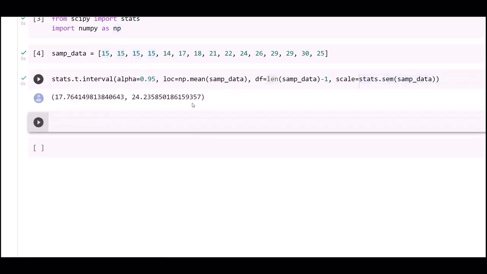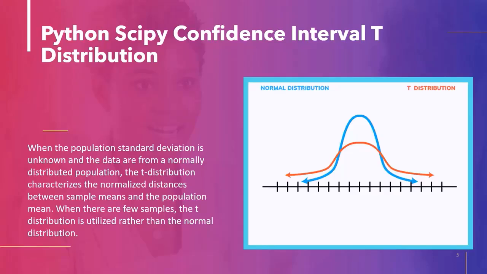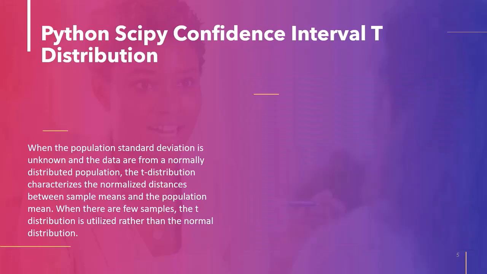As we can see, the confidence interval for t-distribution is from 17.764 to 24.235. This is how to compute a confidence interval for t-distribution. Move to the next topic, Python SciPy confidence interval linear regression.